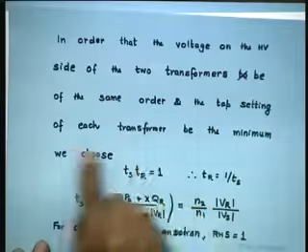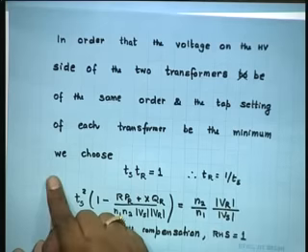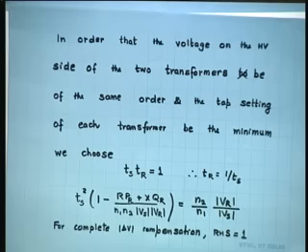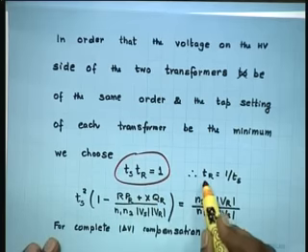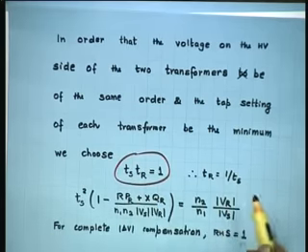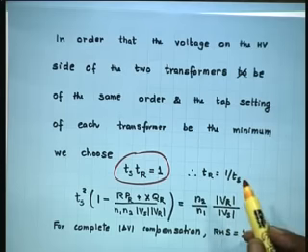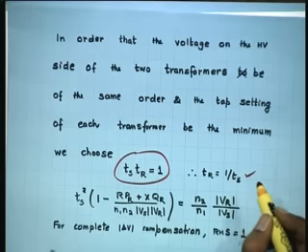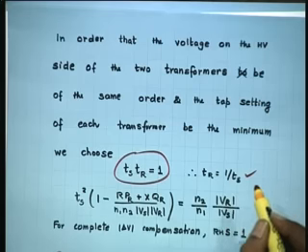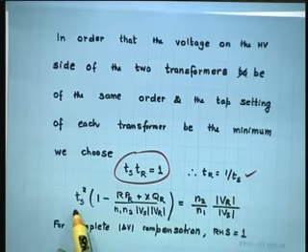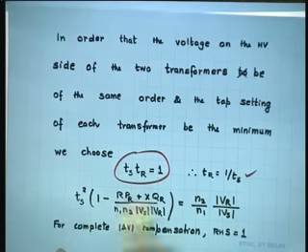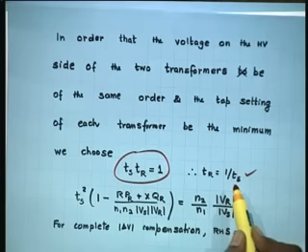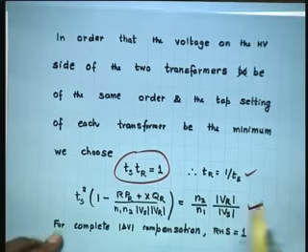Tap setting of each transformer with a minimum, we choose Ts Tr is 1, and hence Tr is 1 upon Ts. Naturally, if one is more than 1, the other has to be less than 1. That is proved from here. And now we substitute here and we get this answer, because I can substitute Tr is equal to 1 upon Ts in the formula which was there on the last sheet. So, I get this formula.